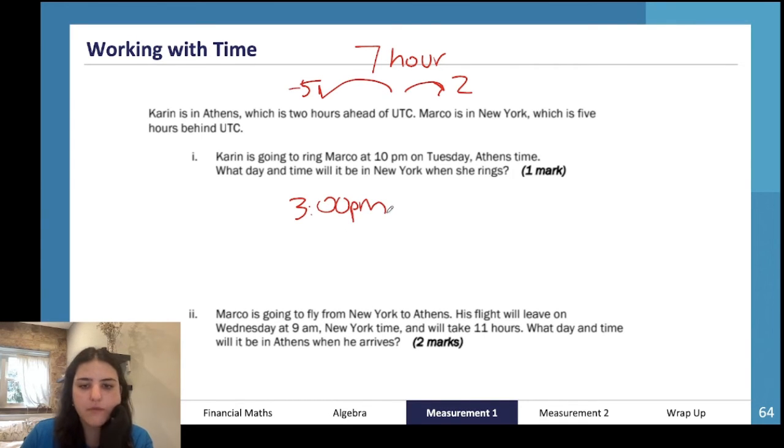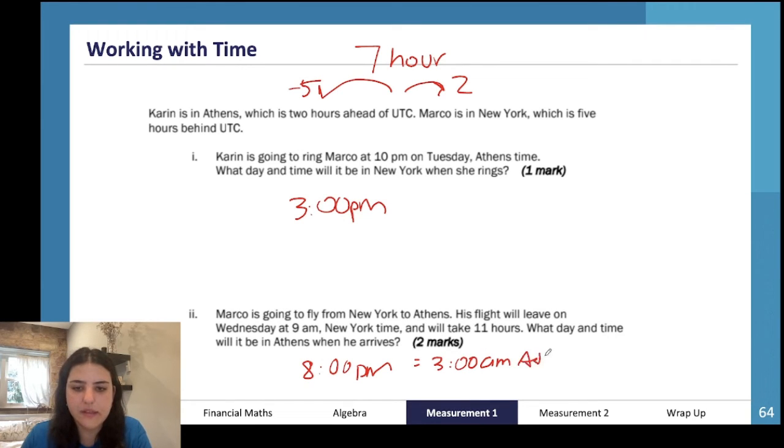Marco is going to fly home from New York to Athens. His flight will leave on Wednesday 9 a.m. and will take 11 hours. What time and day will he arrive in Athens? 11 hours later is going to be 8 p.m. in New York. But we also need to add 7 hours to that. So 7 hours to that is going to be 3 a.m.